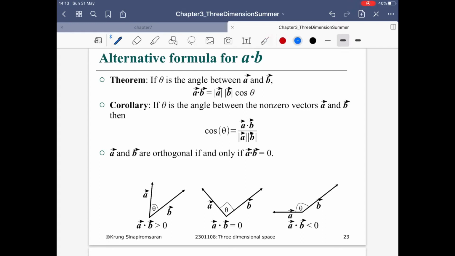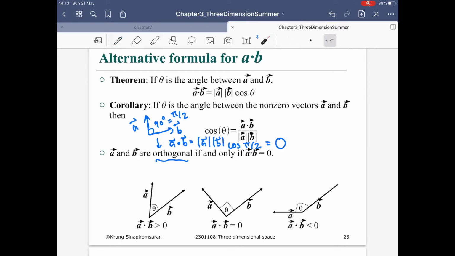Why is that? Don't forget that the word orthogonal means perpendicular. So if A is perpendicular to B, it means that the angle between them is 90 degrees, or pi over 2. So in this case, A dot B is the length of A times the length of B times cosine of pi over 2, and the cosine of pi over 2 is always 0. So you get A dot B equals 0. This is the relation of A dot B with 0.